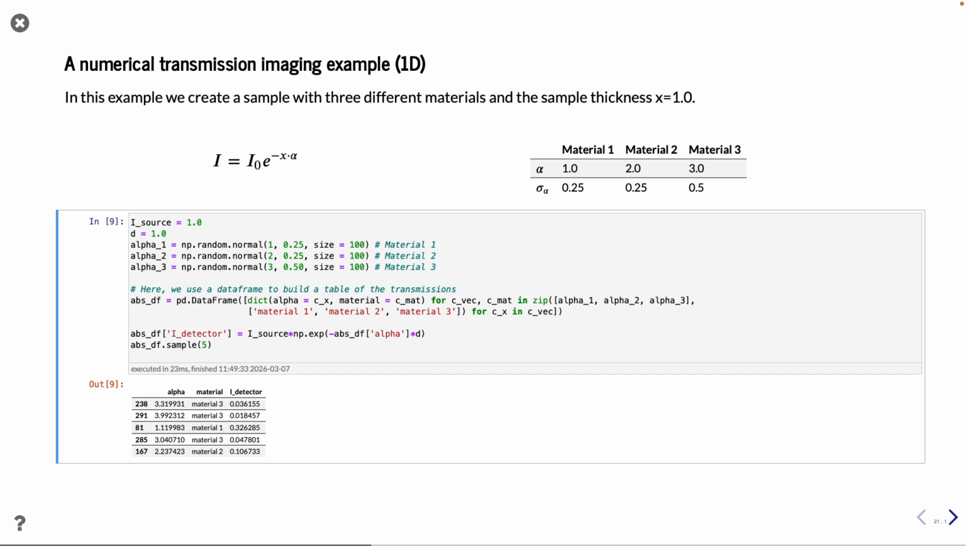So let's make a basic example. We have here three materials, material 1, 2, and 3, and they have some spread in alpha. Naturally, could be some natural material, different moisture contents, different mineralogy, whatever. And that gives you different spreads in the material. I create this model, and we get the detector signal out of it.